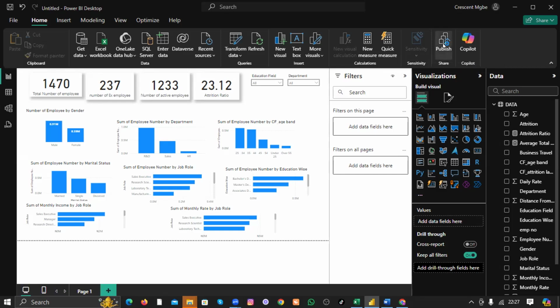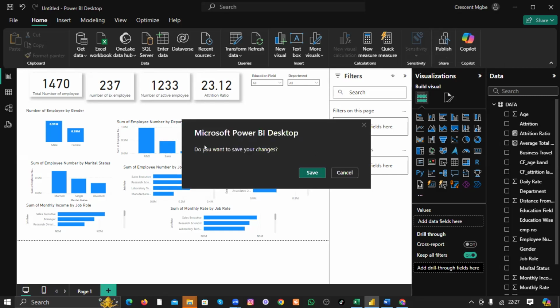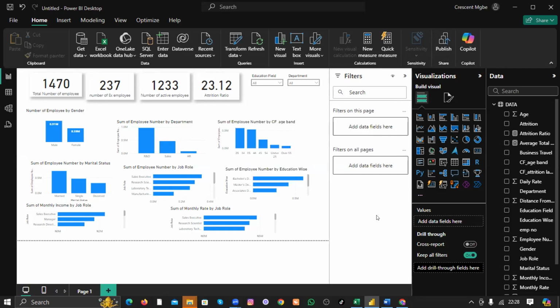If you click on publish now, you're going to see that it is going to require you to save it. When you save it, it is going to save to your Power BI workspace. This is your Power BI desktop. Then the Power BI workspace is powerbi.com, the online version of Power BI. All right, so maybe I'll make a video on it and post it for everybody to follow.